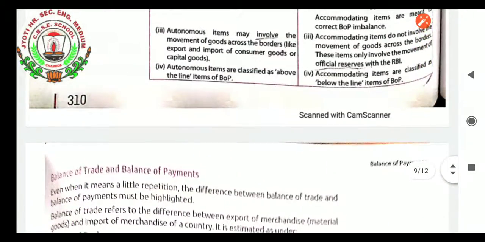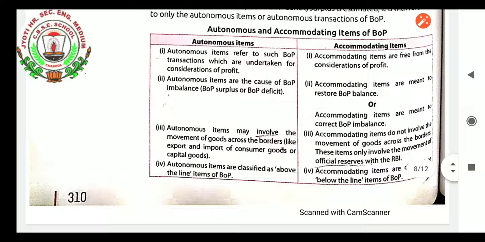Let us have a reading of the difference between autonomous and accommodating items. Autonomous items refer to such balance of payment transactions which are undertaken for consideration of profit, whereas accommodating items are those which are free from consideration of profit. Here we are not seeing whether profit or loss will be happening. We are just accommodating to make a balance of payment.